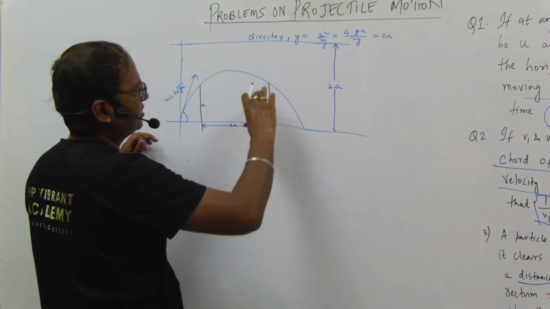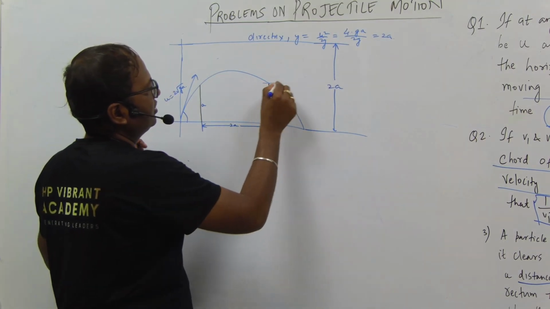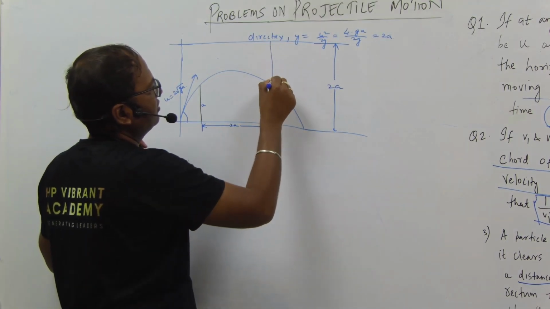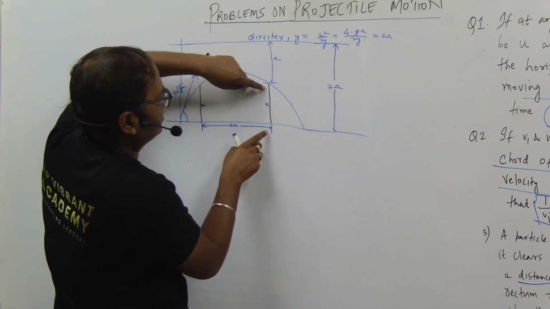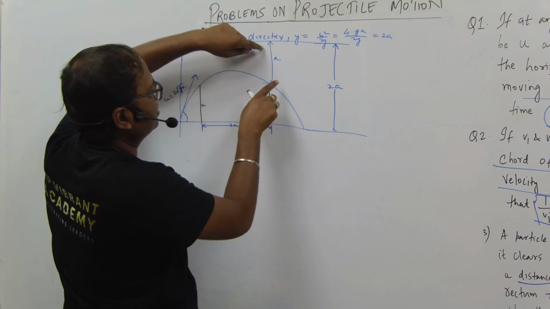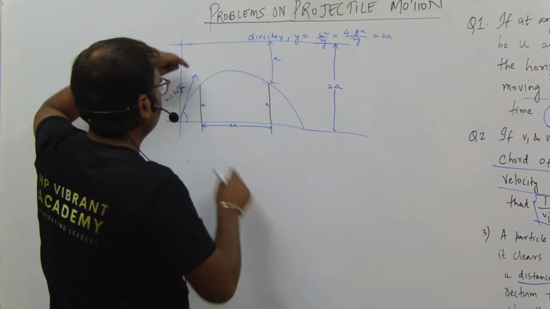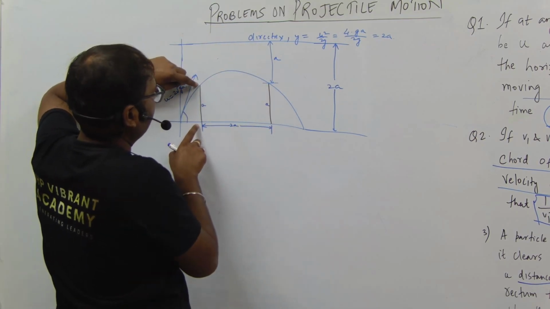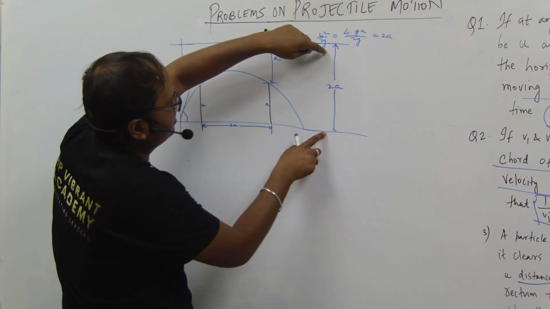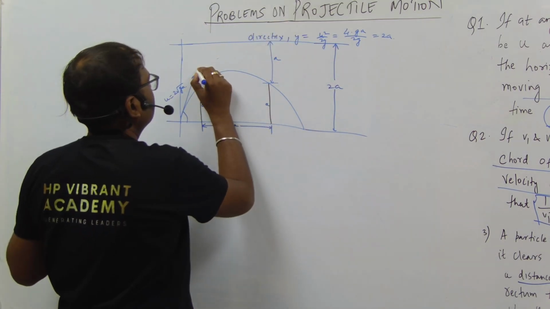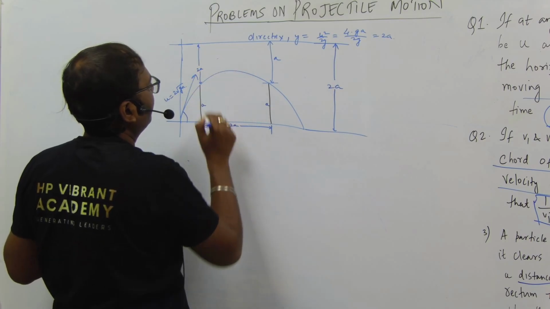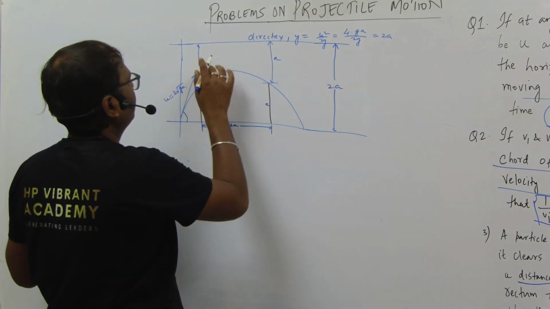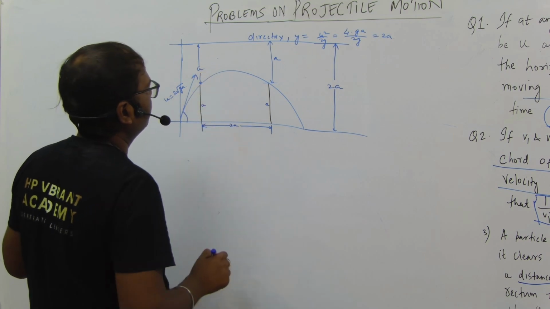Okay, so this distance is a. So what will be this distance? This distance will also be a. So this whole distance is 2a and the length of this wall is a. Similarly here also the height of this wall is a and this whole distance is 2a. So the balance distance will be... sorry, this is a, because the whole distance is 2a.